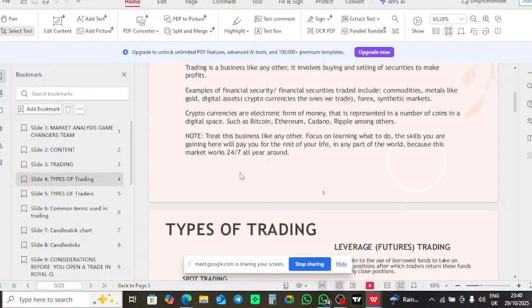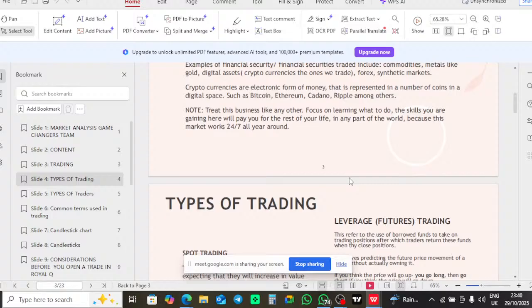So, note that you should treat this business like any other business. Focus on learning what to do. The skill you are gaining here will pay you for the rest of your life. Are we together? It can simply pay you 24/7 as long as you master the skill of trading. And this is what we are trying to teach you: how to trade.